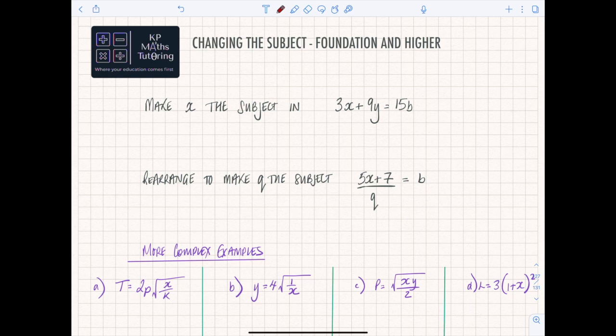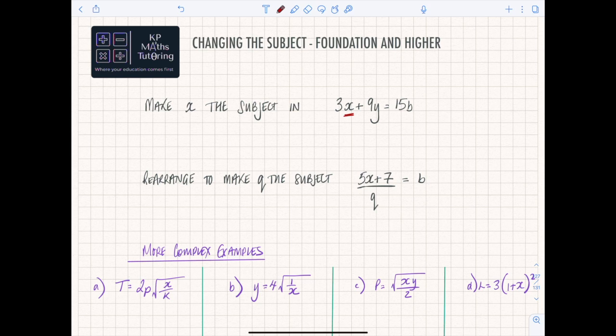So it says make x the subject in, and it's got the equation there. The first thing I'd say to you is underline what it is you're trying to make the subject. In this case, I'm trying to make x the subject. Now there's lots of different methods to rearranging, and it's similar to solving equations. The method I like to use is one where you pick it up and move it over the other side.